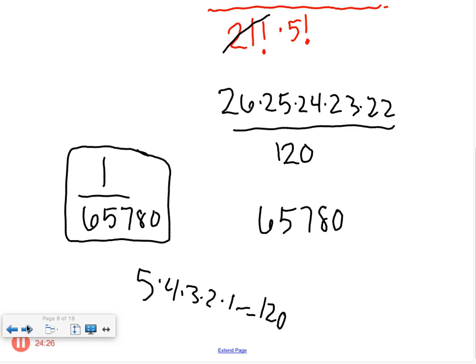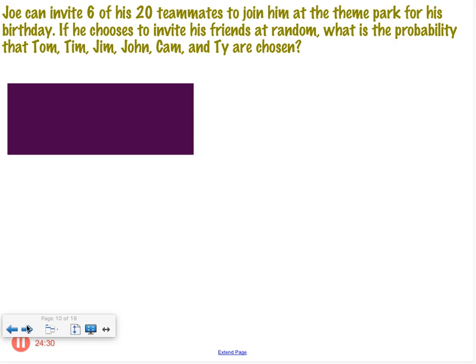Hey Tristan, I started writing down this stuff. Okay, 1 left. Joe can invite 6 of his teammates to join him at the theme park for his birthday. He chooses to invite his friends at random. What is the probability that Tom, Tim, Jim, John, Cam, and Ty are chosen?